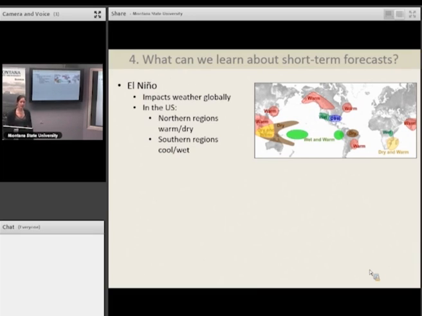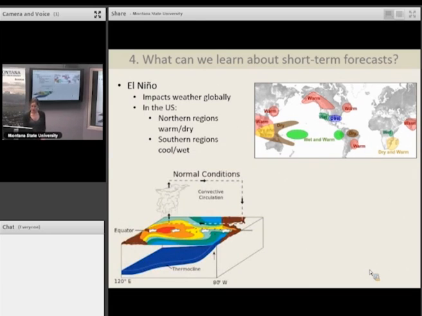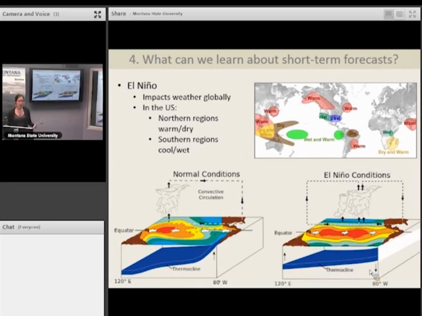El Niño, I won't get too much into the science of it, but basically it's related to sea temperature in the Pacific. When we get this shift in the warm area, it affects the circulation patterns over the Pacific Ocean, which in turn can affect temperature globally. For the US, we would expect that in El Niño years, the northern portion tends to be a little bit warmer and drier than in regular years, while the southern US tends to be a little bit wetter and cooler.